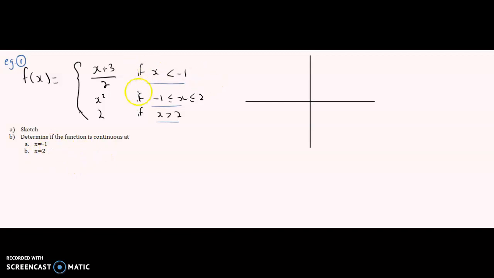So to sketch this, I would have where x is less than 1. Say this is minus 1. My curve may go like this, like a straight line like that. Then it's x squared from minus 1 to 2. So say 2 is probably around here. So we'll go like this, and then it'll go up like that, right? We'll have a solid dot like that.